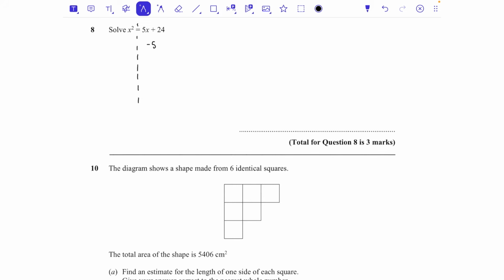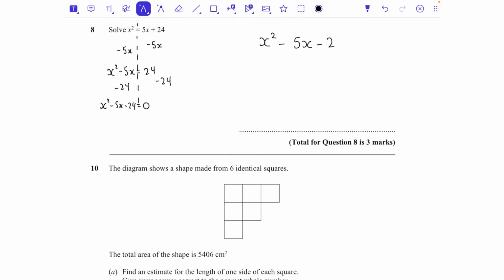So I'm going to take 5x away from both sides. My advice would be to keep that x squared positive if you can. So I've got x squared minus 5x equals 24. And then also take the 24 away from both sides. So x squared minus 5x minus 24 equals 0. And now that it equals 0, we can factorise it.